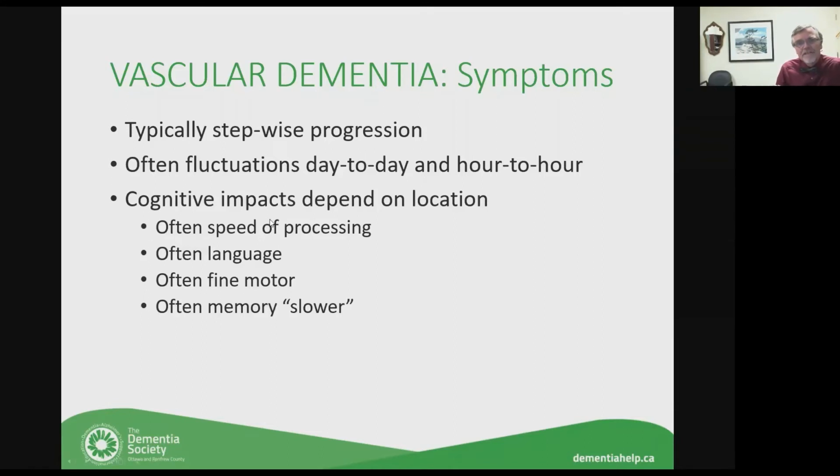And speed of processing is the term we use for how quickly we come up with an answer. So if we're looking for a word, if we're trying to solve a problem, there's a certain amount of time that takes. And as you can imagine, when you're 29, you're pretty fast at doing some mathematics and solving a problem. And then maybe you're a little slower at 55 and even slower at 75. Well, if you have a lot of vascular damage, it's even slower.